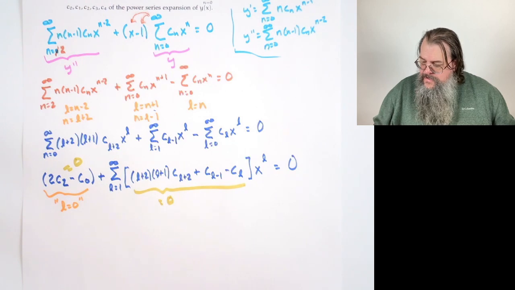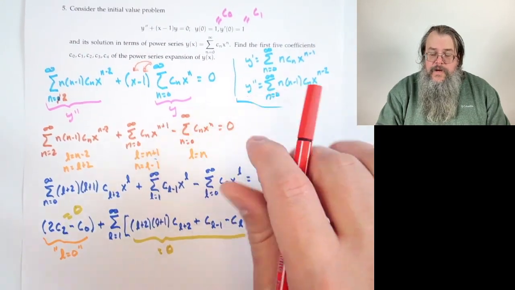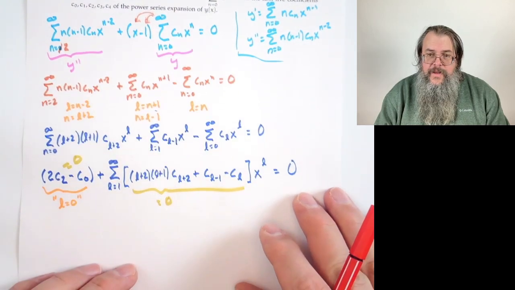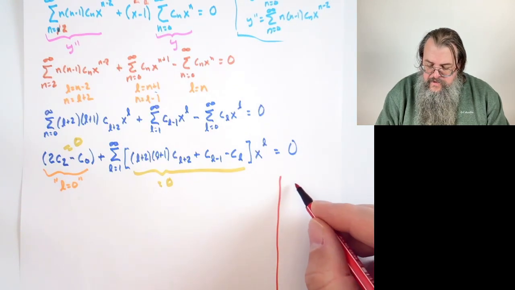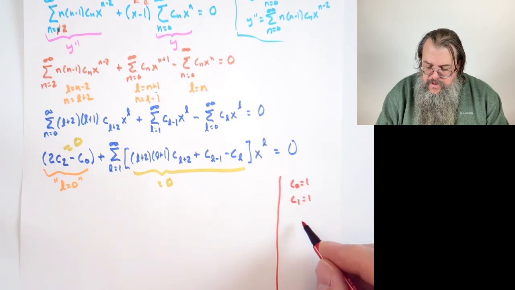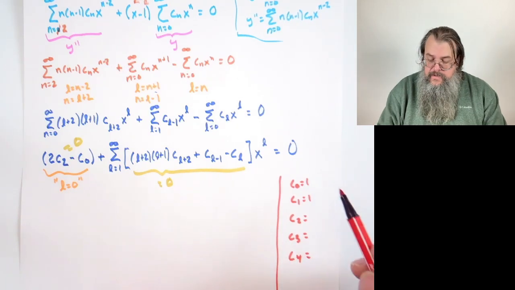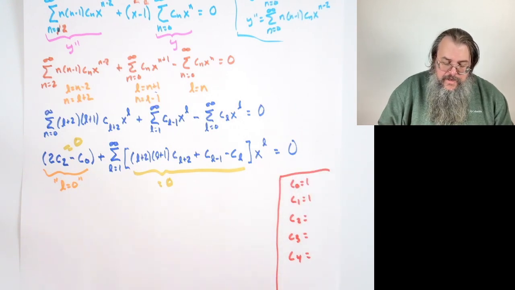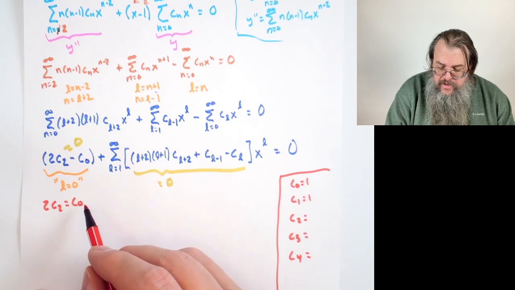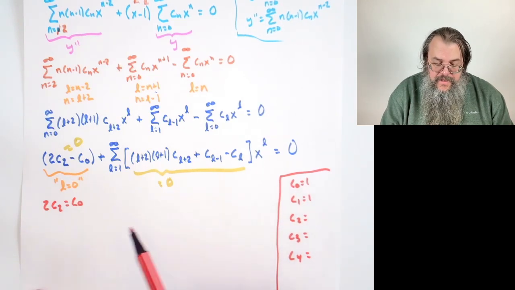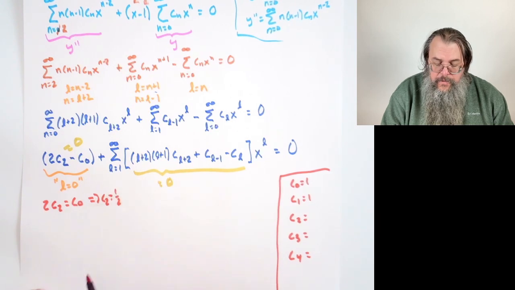All right, so let's make ourselves a list. I'm going to just remind ourselves that we already know that C0 and C1 are both 1. So on the side, C0 equals 1, C1 equals 1. We need to find C2, C3, and C4. And once we do that, we'll be done. So, what does this say? 2C2 has to equal C0. Well, we know C0 is 1, and 2 times something equals 1. So C2 has to be 1/2.